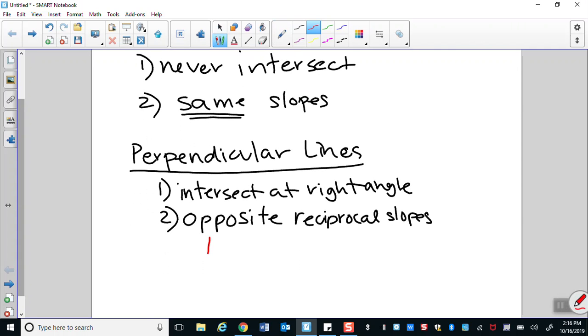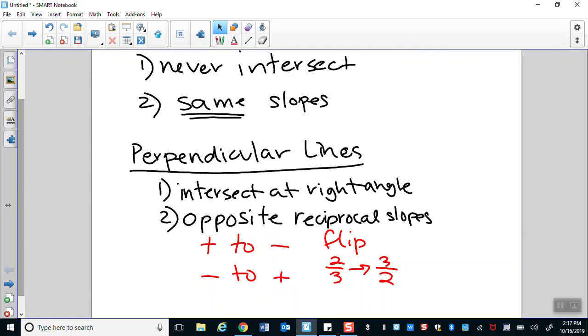The opposite means that you're going to go from positive to negative or negative to positive. And reciprocal means that you flip when you have a fraction. So if you have 2 over 3, the reciprocal of that is 3 over 2. So to get the slope of a line that's perpendicular to another, you're going to make 2 changes. First go positive to negative, then flip the fraction.